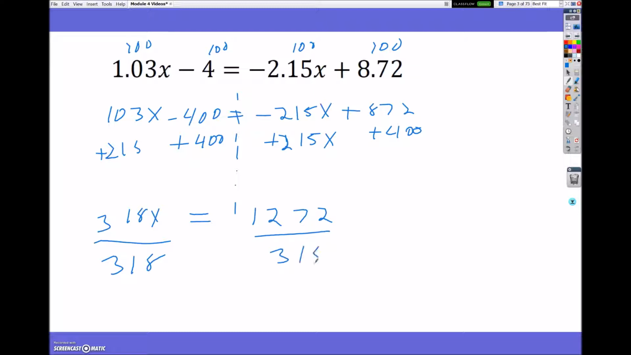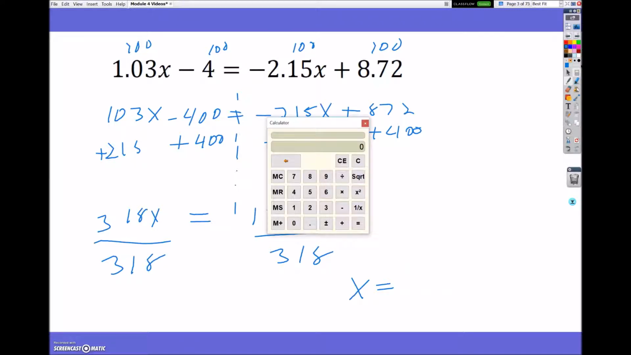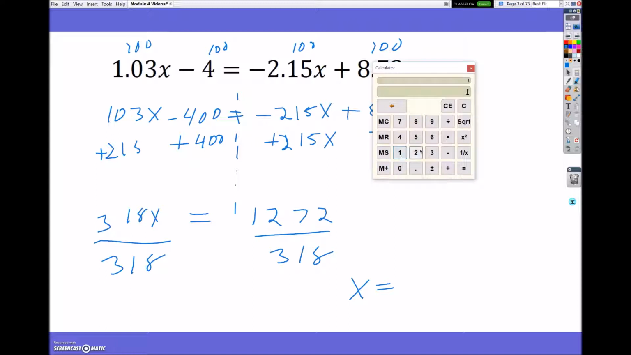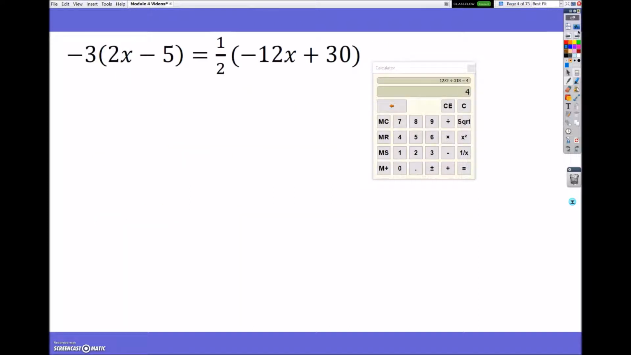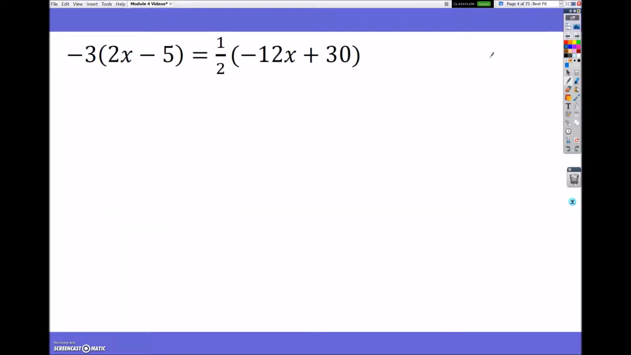And I'm going to get x equals whatever 1,272 is divided by 318. So let me bring up my calculator so we can solve this. 1,272 divided by 318. And that's going to equal 4. So x equals 4. Okay, so now let's look at this one.